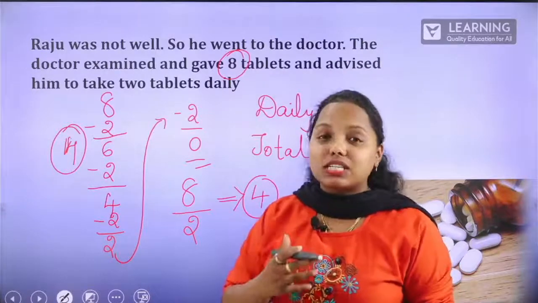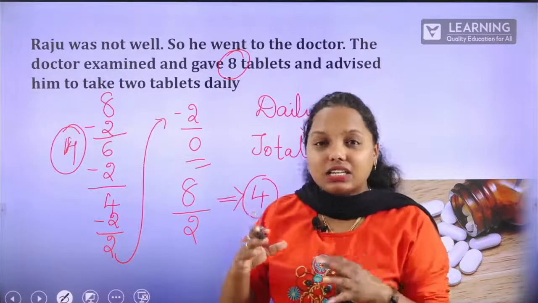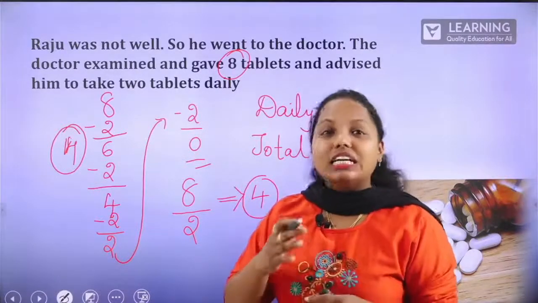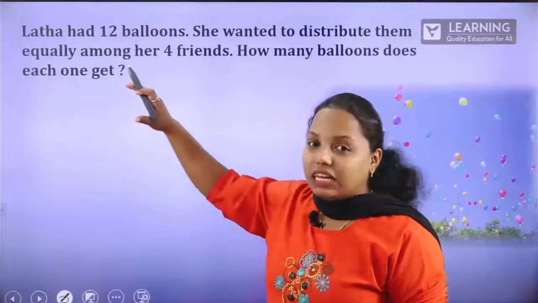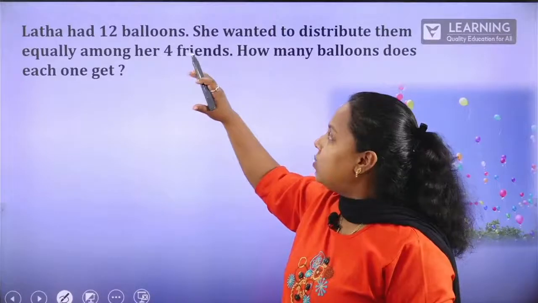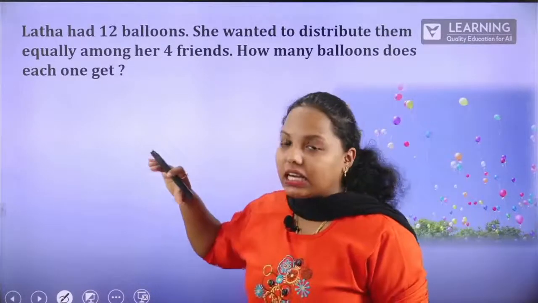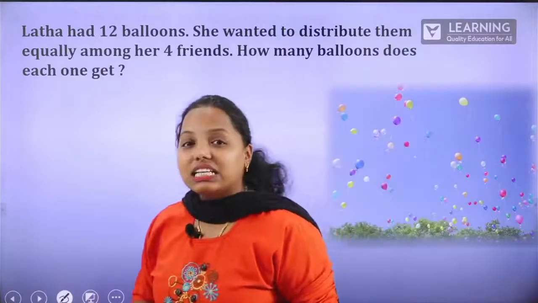We'll get into this, but before that, this is the place where we'll be understanding the practical example where we will be using the division. Now, the next problem. Lata had 12 balloons. She wanted to distribute them equally among her 4 friends. How many balloons does each one get?